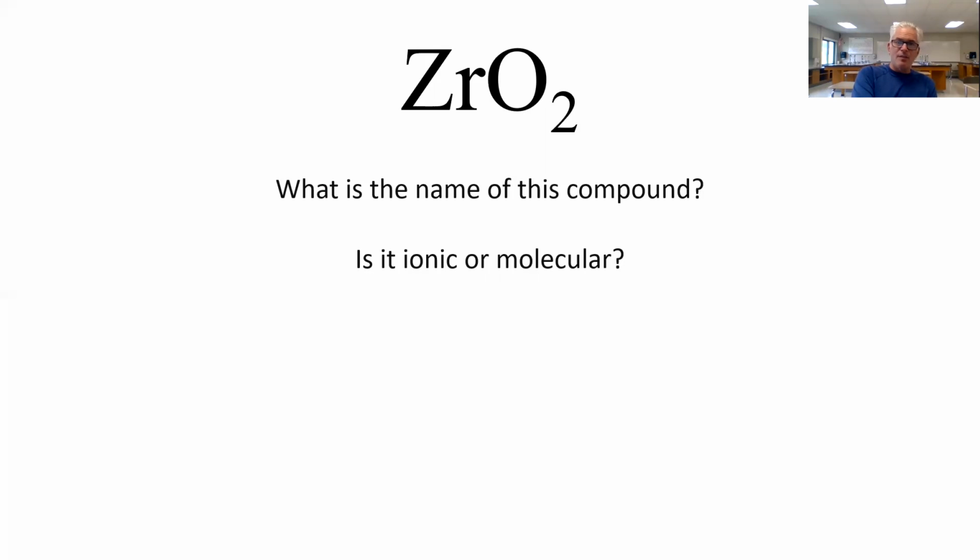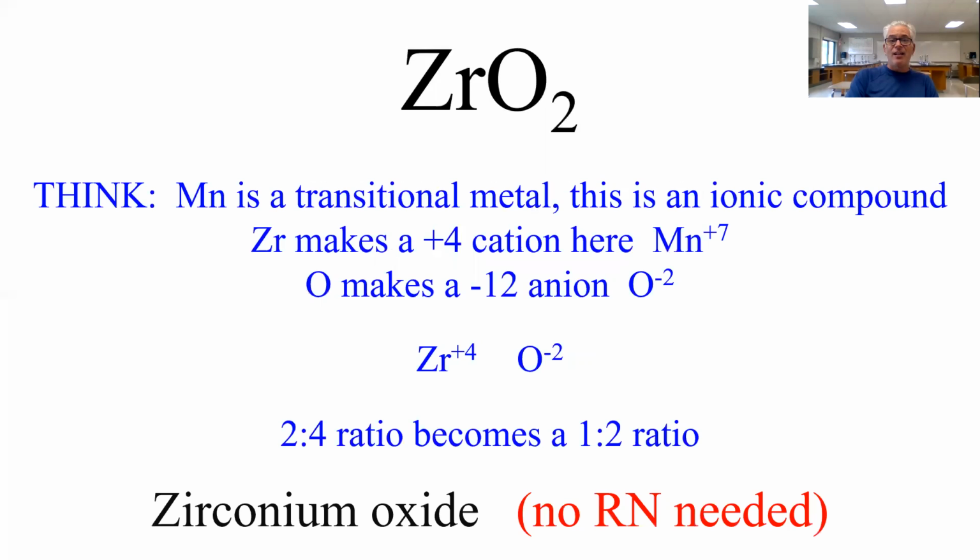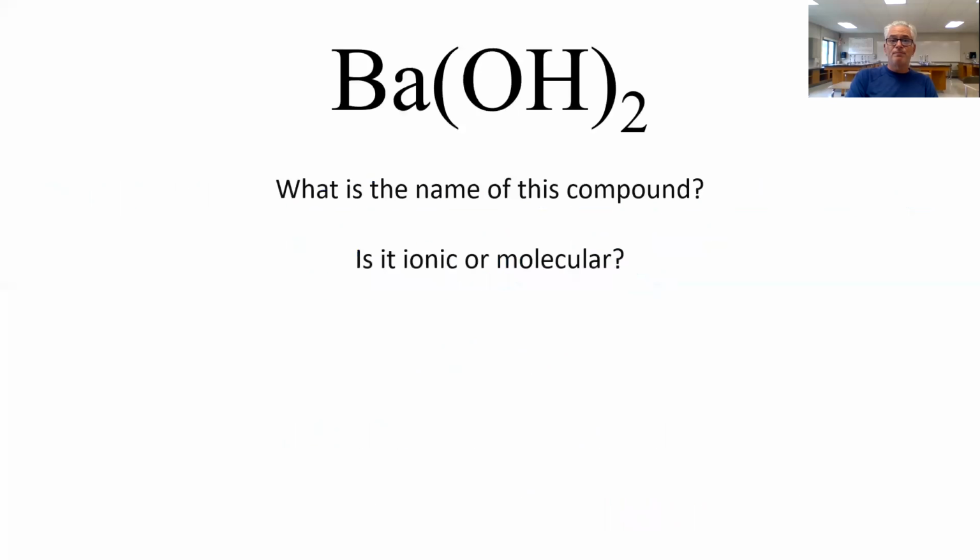Zr is zirconium. Zirconium is element 40. It's +4 and oxygen's a -2. Well, this one's tricky, right? +4, -2. It should be in a 2-to-4 ratio, but it's in a 1-to-2 ratio. And we don't need a Roman numeral because zirconium only makes one kind of ion. It's ionic and it's just called zirconium oxide. No Roman numeral needed.